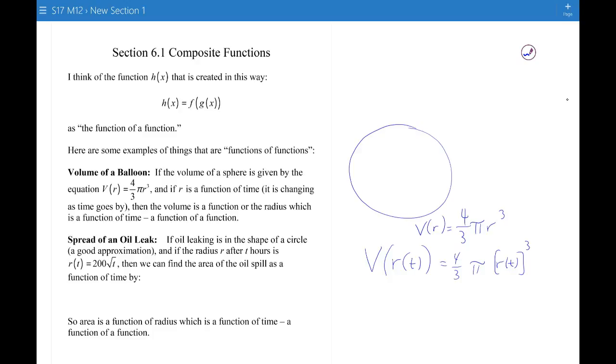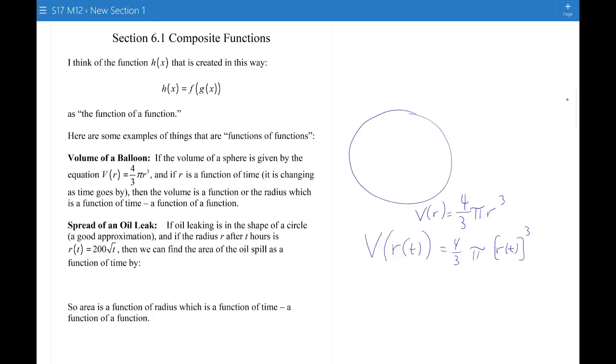So these are functions that you'll run across in calculus, and the important thing about recognizing them is you'll have a special rule that you use to do calculus with them called the chain rule. So you need to be able to recognize a function of a function.